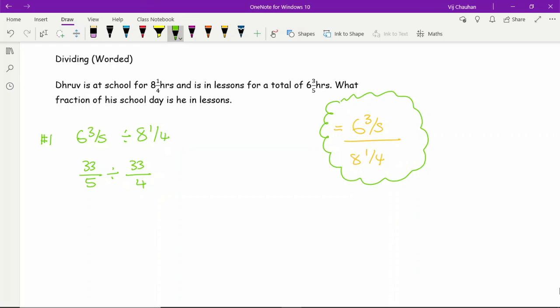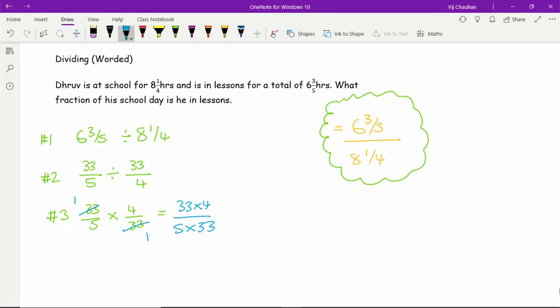From this, we want to flip our second fraction. So I've got 33 over 5, that stays the same, and I've got 4 over 33, and I change the division to a times. Now I can either work that out, or use a calculator, or I can simply recognise I can start cancelling, simplifying. So I know 33 over 33 becomes 1. Or I could just do 33 times 4 over 5 times 33.